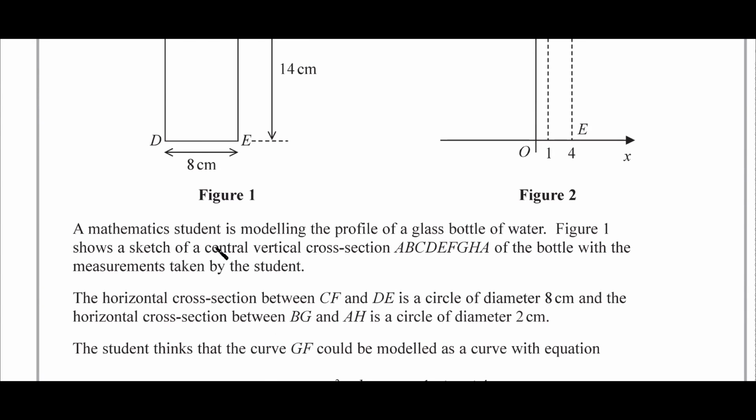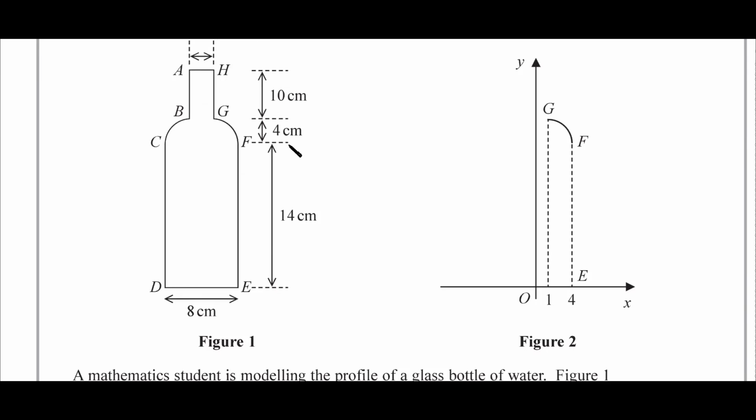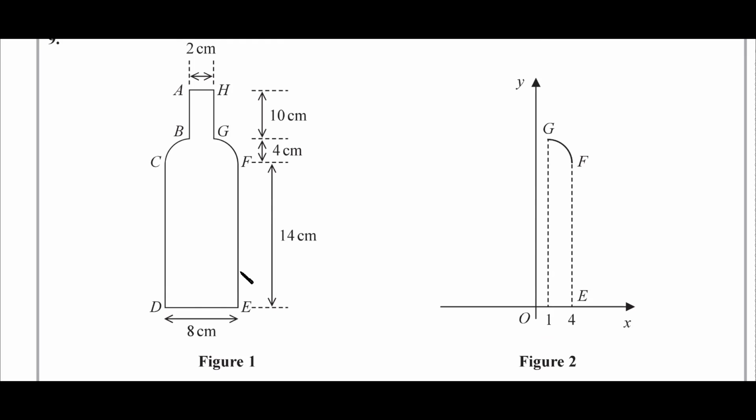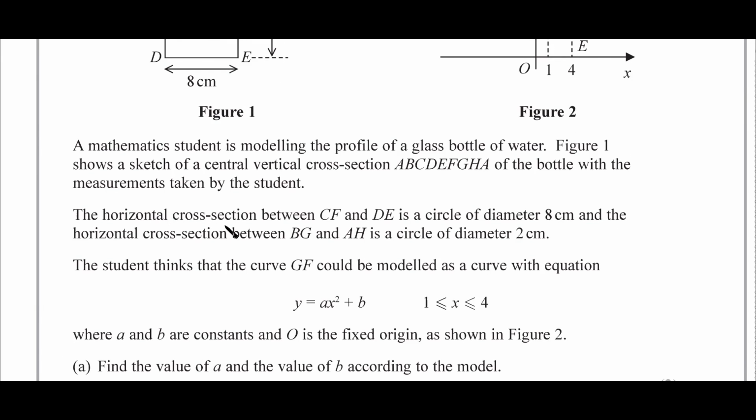Question 9. A mathematical student is modelling the profile of a glass bottle of water. Figure 1 shows a sketch of a central vertical cross-section, over here, of the bottle, A, B, C, D, E, F, G, H, A, with the measurements taken by the student. The horizontal cross-section between CF and DE is a circle of diameter 8 centimeters, and the horizontal cross-section between BG and AH is a circle of diameter 2 centimeters. So what all this is saying is, over here we have a cylinder at some point, and we might have to use that cylinder.